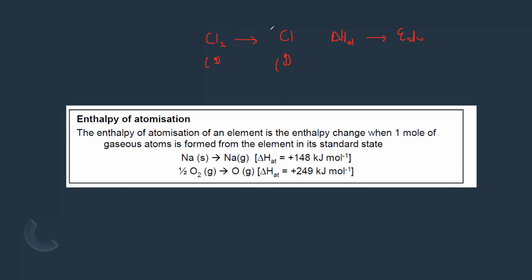But this equation is not balanced because I need 1 mole of chlorine atoms. So I should have half a chlorine molecule. This is a theoretical definition. Practically, you cannot have half a chlorine molecule, but the theoretical definition of atomization is the energy required to produce one atom of any substance in a gaseous state. And atomization is always endothermic, so the energy change for it is always positive.